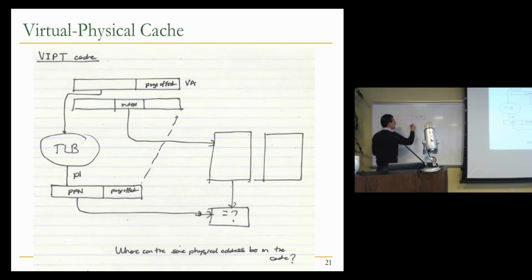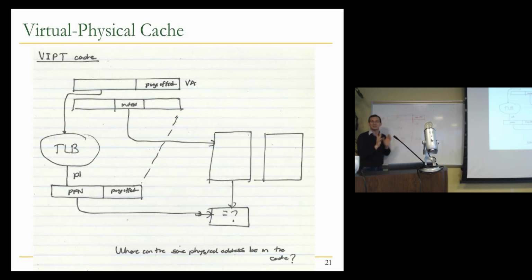Now if your index bits, if you pick your index bits such that they only come from the page offsets, there's no problem at all, right? Because it's as if you indexed it with the physical address. Because these bits do not change. These bits are exactly the same in the virtual address and the physical address, right? So if your index only comes from the page offset, you're good. It's exactly like a physically tagged cache, because these bits do not change.